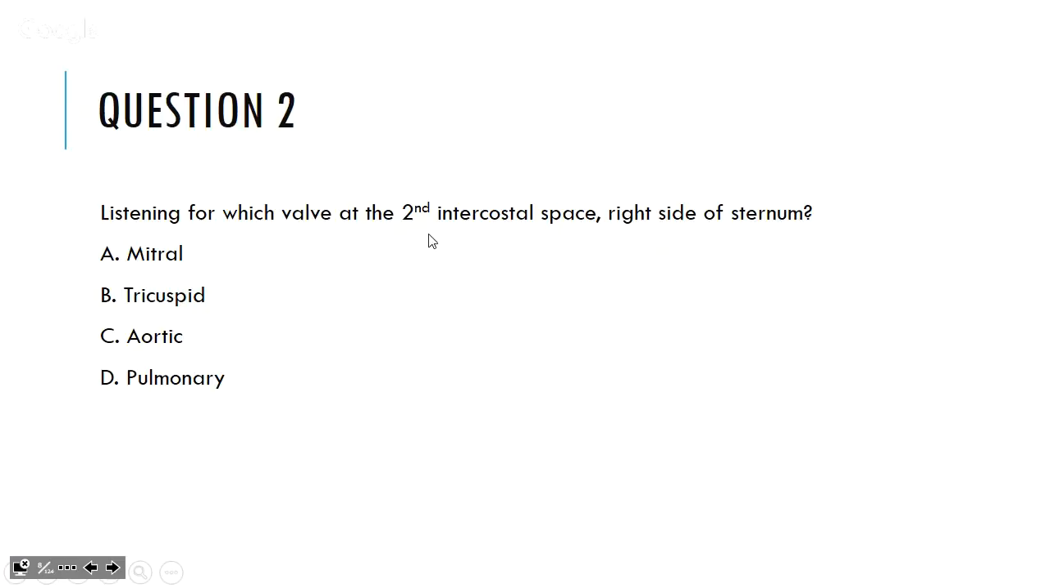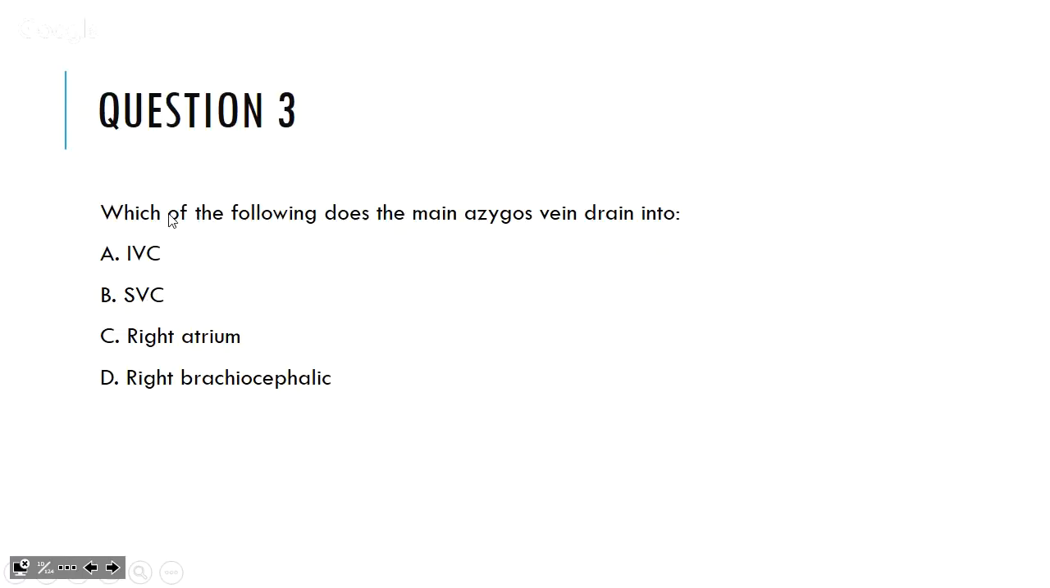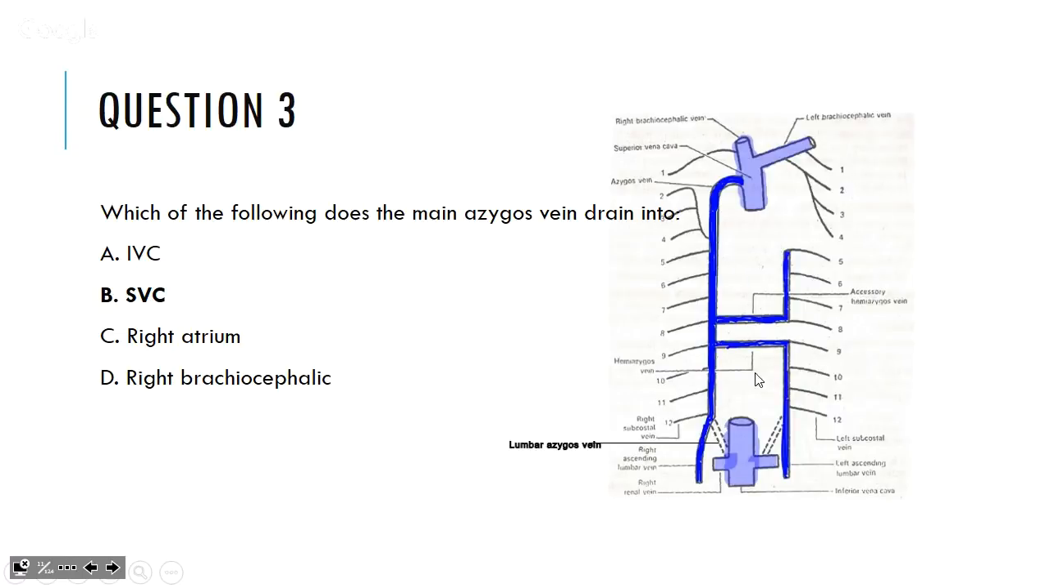Yep, so the right side of the sternum, second intercostal space. So a bit of clean skills. Yep, aortic. Which of the, do you want to pick someone to answer the next question? Yeah, so which of the following does the main azygos vein drain into? Yep, SVC. Yeah, so it just drains into SVC.